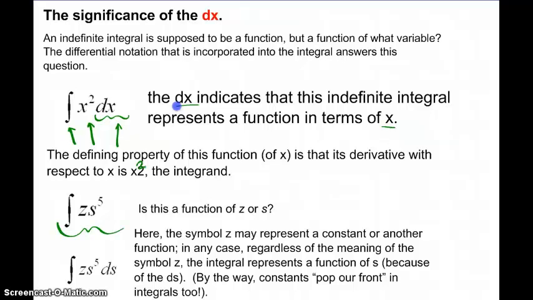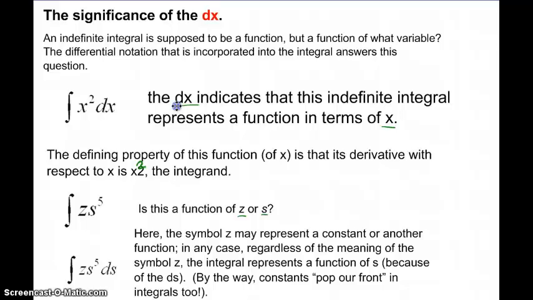Because if the differential notation wasn't there and we were given an integral like this, is this a function of z or is this a function of s? Here, the symbol z may represent a constant, or it's going to be treated like a constant as far as the variable s is concerned. So regardless of the meaning of the symbol z, the integral represents a function of s. We know this because ds tells us it's with respect to s. Okay, and constants pop out front. So this could literally be z times the integral of s to the fifth ds. So that is the importance that the differential notation plays in the indefinite integral.